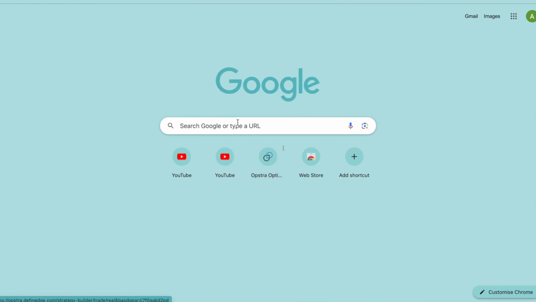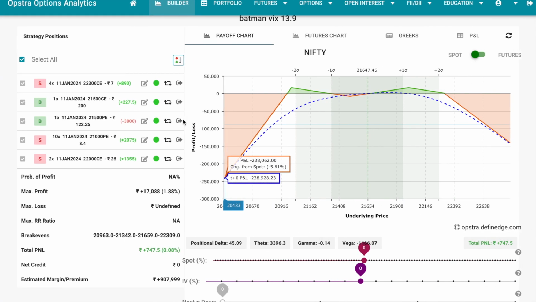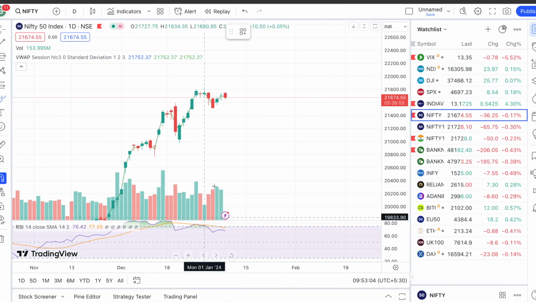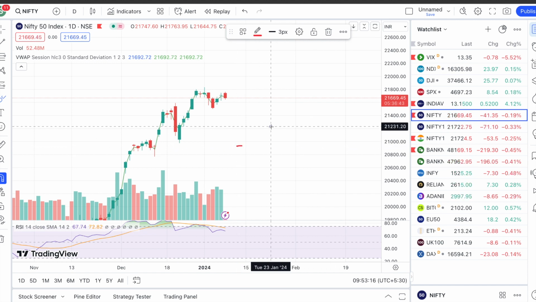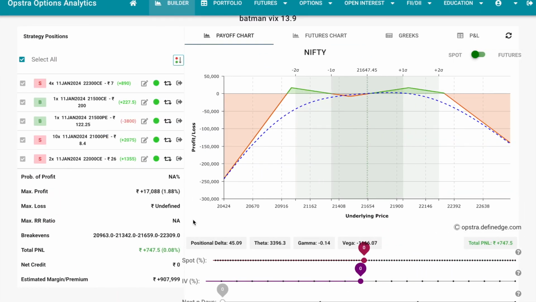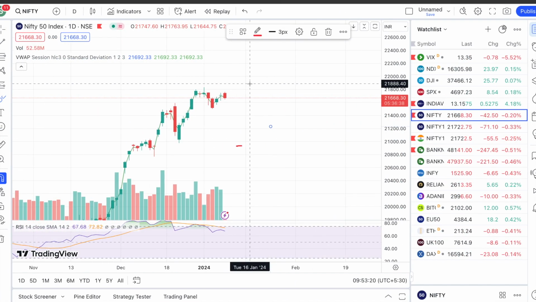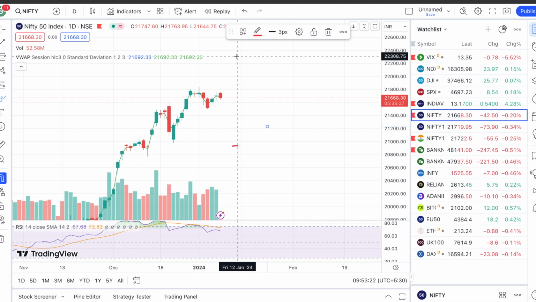So let's start marking the current break even levels. 20,963 comes around on the level here. Okay, so this is the level, a very short level, and the next level is 22,300. 22,300 comes here. So this is the 11th of January here.